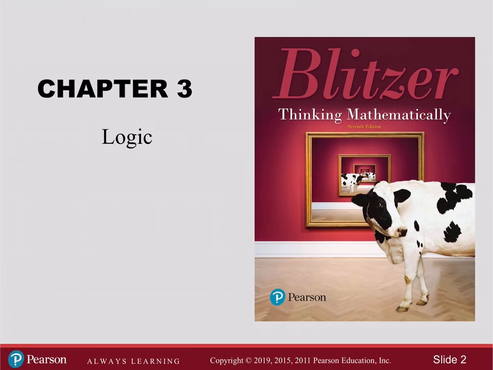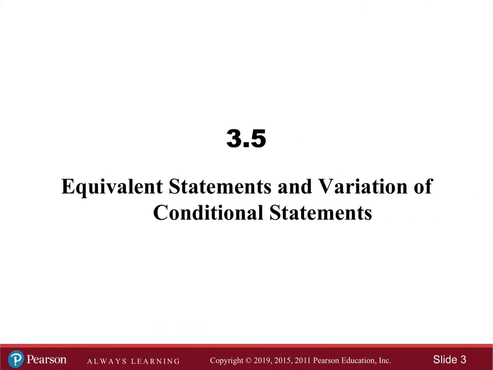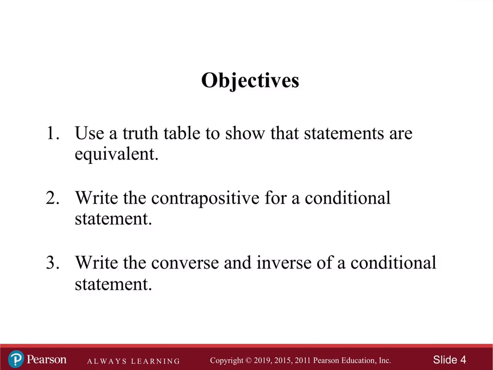We're here for our next installment for chapter 3 from College Algebra. This is from Blitzer, Thinking Mathematically, chapter 3 on logic. We're working on section 3.5, equivalent statements and variation of conditional statements. A few objectives: 1, use a truth table to show that statements are equivalent. 2, write the contrapositive for a conditional statement. 3, write the converse and inverse of a conditional statement.